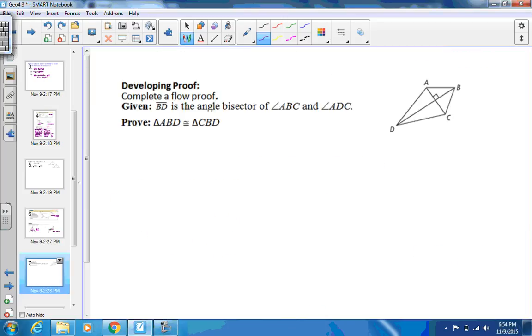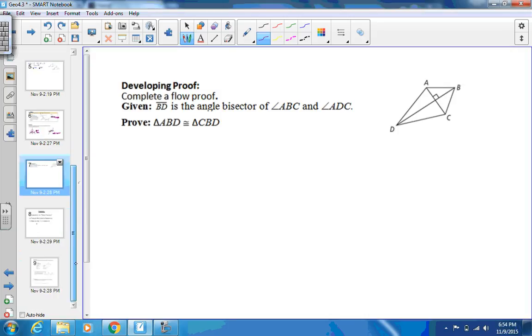Let's see if we have time to go through this one. It says complete the flow proof. Segment BD is the angle bisector of angle ABC and angle ADC. We want to prove that triangle ABD is congruent to triangle CBD. I think we're going to leave this one till class, so we're going to finish it with that.